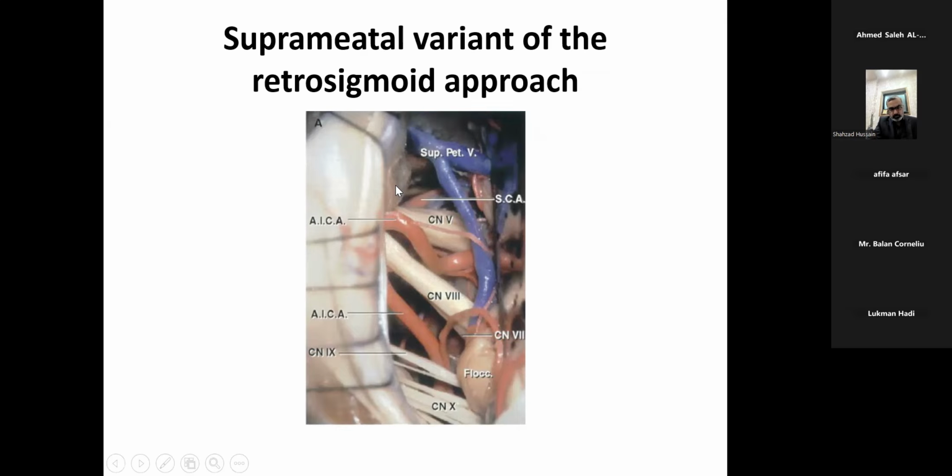In order to provide an enhanced view of the origin, and to add a further 1.5 centimeters of the origin of the cranial nerve 5, we can drill down the suprameatal tubercle, and we can appreciate its origin all the way from the brainstem, and then sometimes, if required, we can access it there.